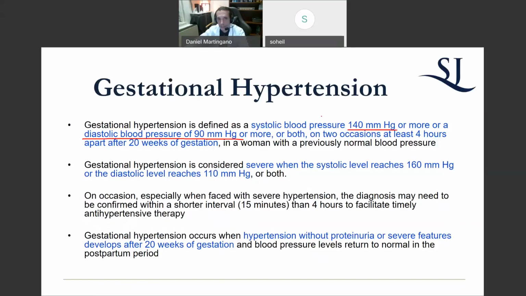And to have a diagnosis of hypertension, you need at least 2 occasions, at least 4 hours apart, after 20 weeks gestational age.